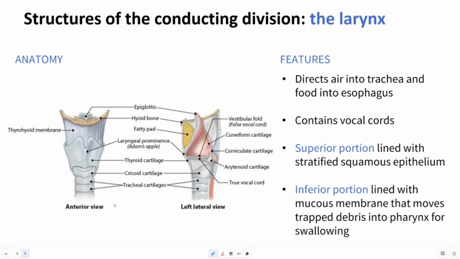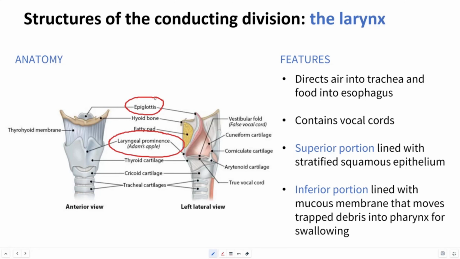A basic overview of the anatomy includes that it's held in place by a series of 9 cartilages. There's the thyroid cartilage, the cricoid cartilage, the epiglottis cartilage, and the paired arytenoid cartilage, the corniculate cartilage, and the cuneiform cartilage. The Adam's apple is also known as the laryngeal prominence. The epiglottis is anchored to the inner aspect of the thyroid cartilage and covers over the inlet during swallowing.